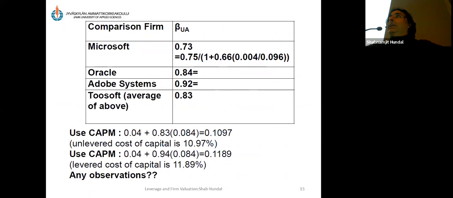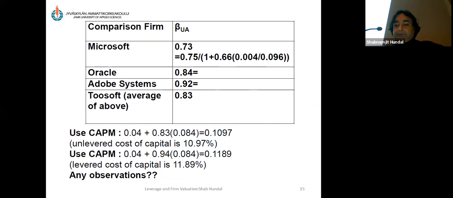This is the unlevered beta of TooSoft company, which is a single, maybe one room company, some small IT company, very local level, very, very small scale. As I said, maybe a startup or a company only at the idea stage. And then we want to find out why TooSoft is interested in calculating its unlevered beta and levered beta.